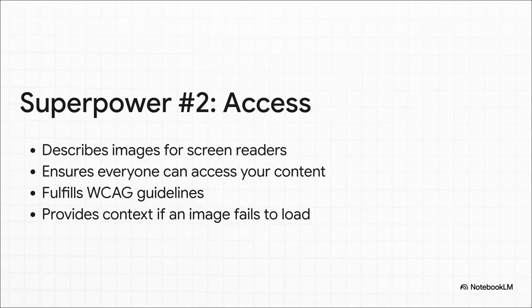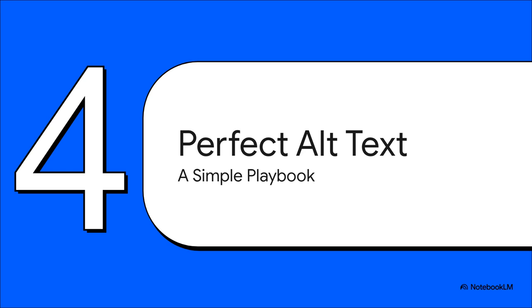Now for the second superpower, and honestly, this one is even more important: accessibility. Millions of people around the world use tools called screen readers to navigate the web. Your alt text is literally read out loud to them, describing the image they can't see. This makes sure that everyone can access your content. It also helps you meet official accessibility guidelines, and hey, it even helps when an image just breaks and doesn't load for anyone.